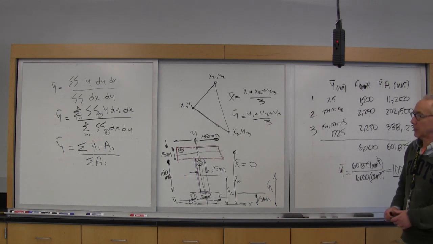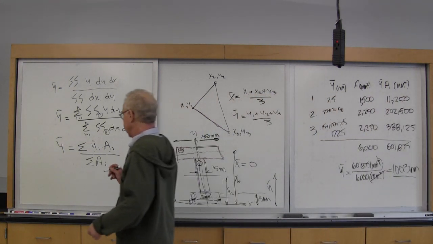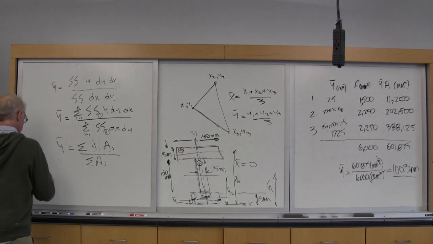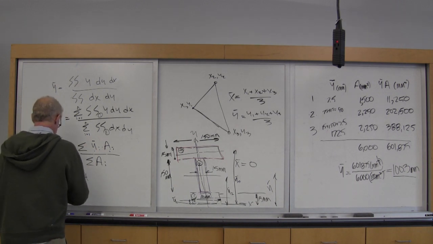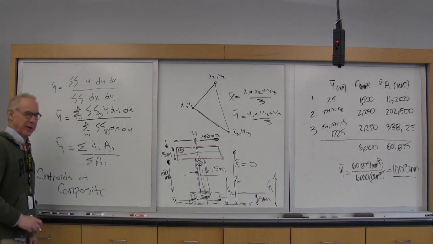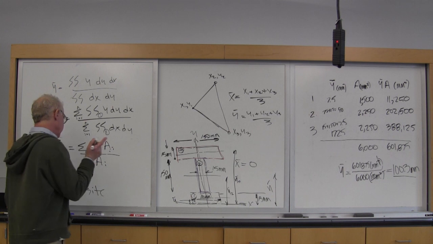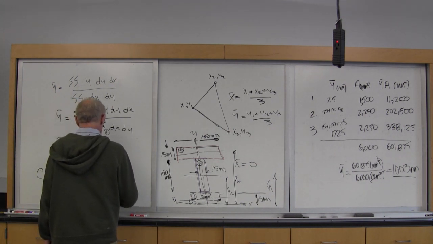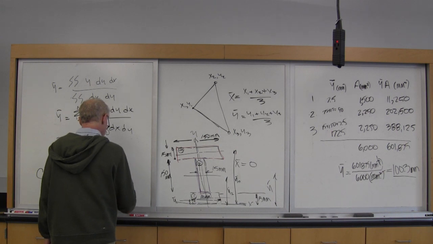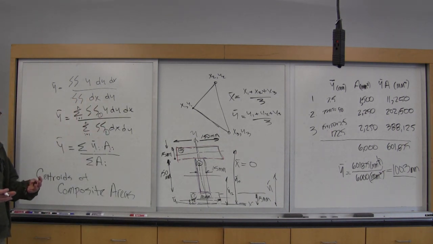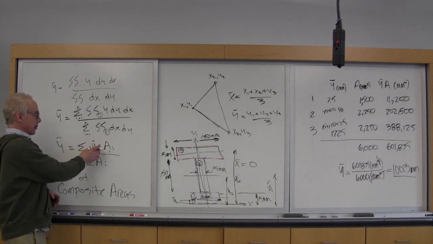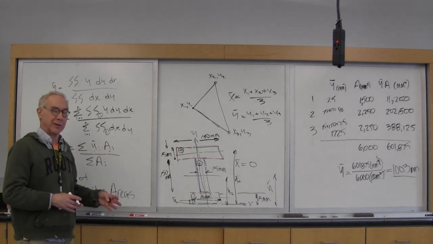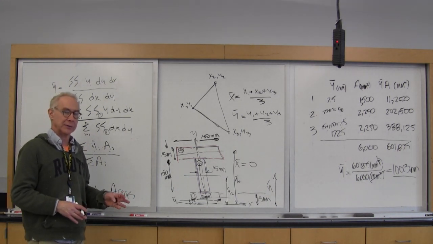So that's it. This is for evaluating, and I'll write it down here so you remember this, the centroids of composite areas. I think in the book they say composite objects, but we're dealing only in 2D. They have some 3D problems we don't care about. So it's made up of multiple areas, each of which have simple enough geometry that we can readily evaluate both their centroids and areas. So if you have any questions, send me an email. Otherwise, I will see you in class next time.